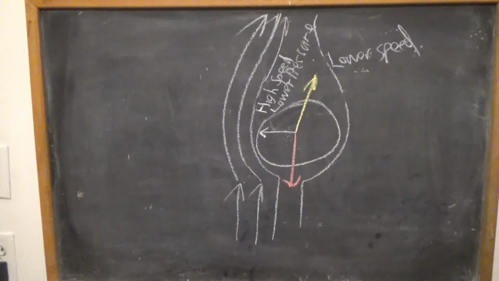Since the air in the center is going at a higher speed, it creates a lower pressure on that side than the other side, so it pulls it back towards the center of the air column anytime it goes off from that center, because that faster air creates a lower pressure.